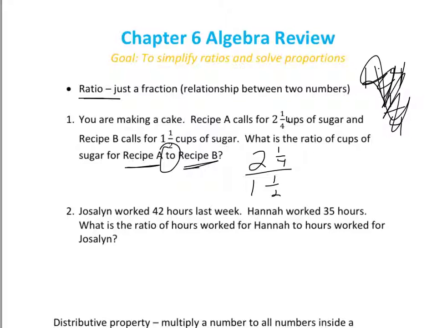Now that's fine, that's part of it, but it's not really good to have a mixed number over a mixed number. That's just way too complicated of a fraction. So in order to fix that, we need to turn them both into improper fractions. We've got 9/4 on top and 3/2 on bottom. So this is dividing two fractions by each other, and we know that dividing fractions just means multiplying by the reciprocal.